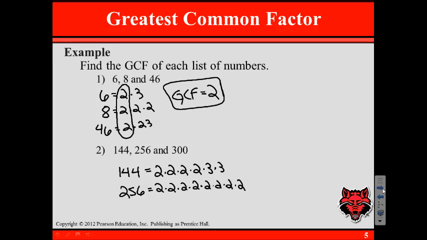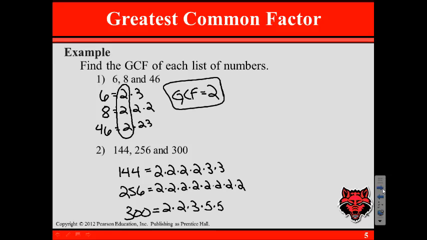And 300, we will have 2 times 2 times 3 times 5 times 5. So now we have the list of factors, the prime factorization, of each of these numbers. We want to see what factors they have in common.